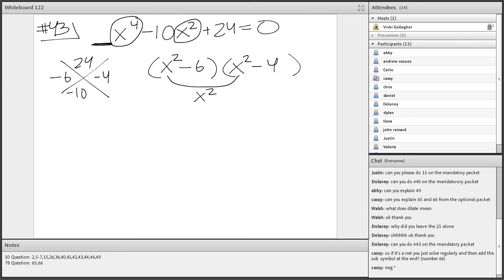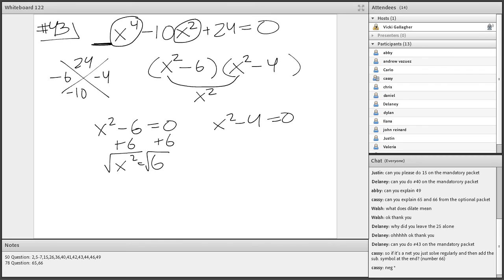From here, you do actually want to write out that they are equal to 0, so you don't really want to do this next part in your head. And then we'll solve for x. So I'm going to add 6. And then to get rid of the square, I have to take a square root. So I'm going to square root both sides. When I take a square root, I need to put a plus or minus symbol. That will guarantee me my two answers.